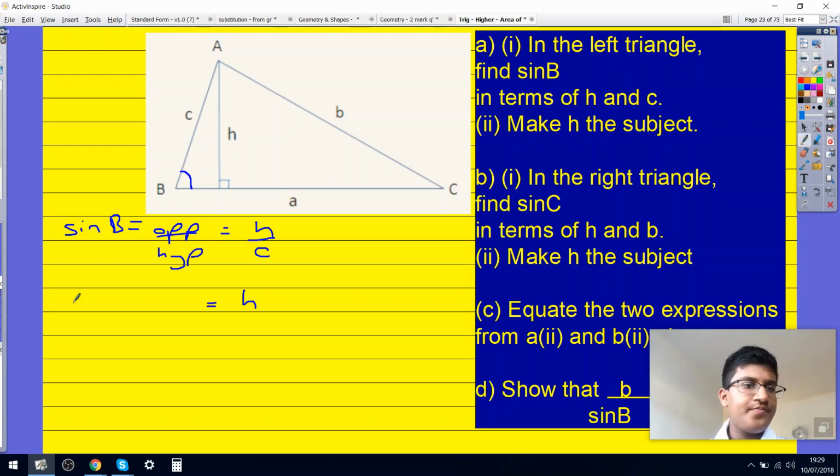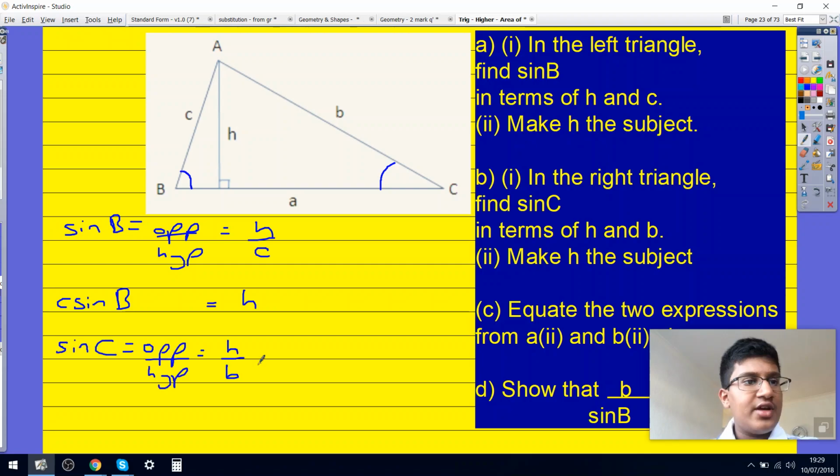Same idea for the triangle on the right for the angle C. Find sine C in terms of H and B. So sine C equals, again, the opposite over hypotenuse, which is H over B. And then make H the subject. So then H is B sine C.